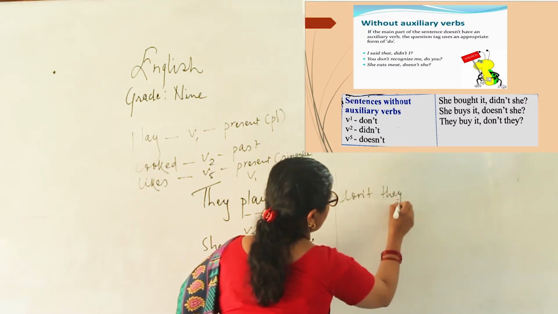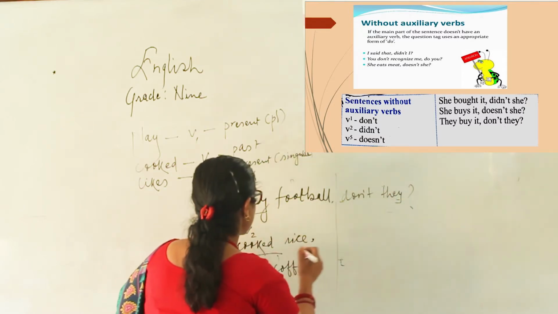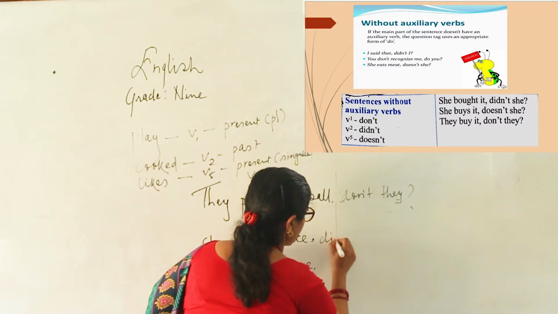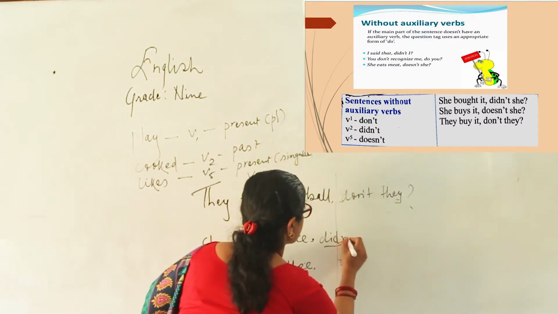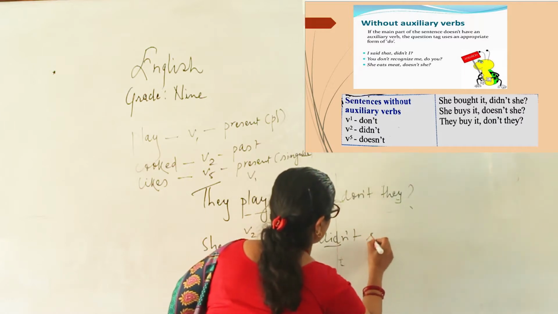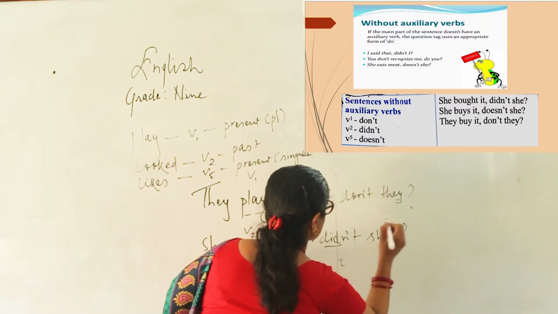Don't they, you can see. Similarly, she cooked rice, did she? Cooked means did, past tense. Did she see? We use a question mark.